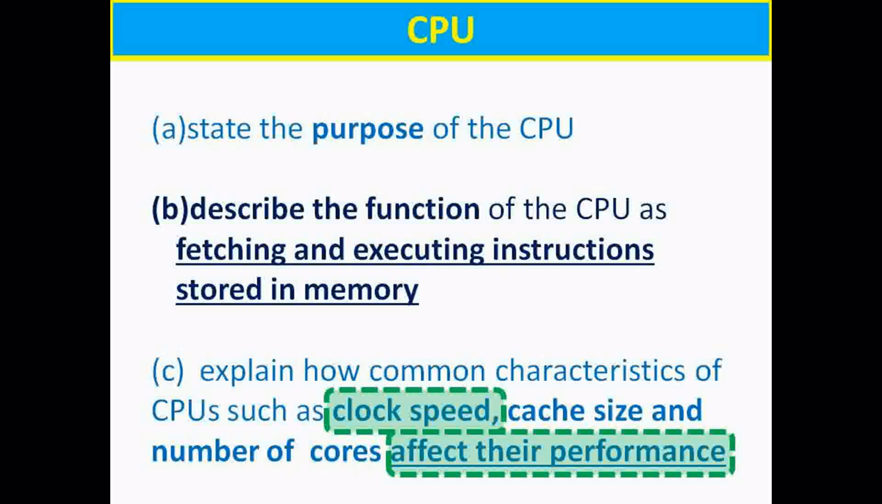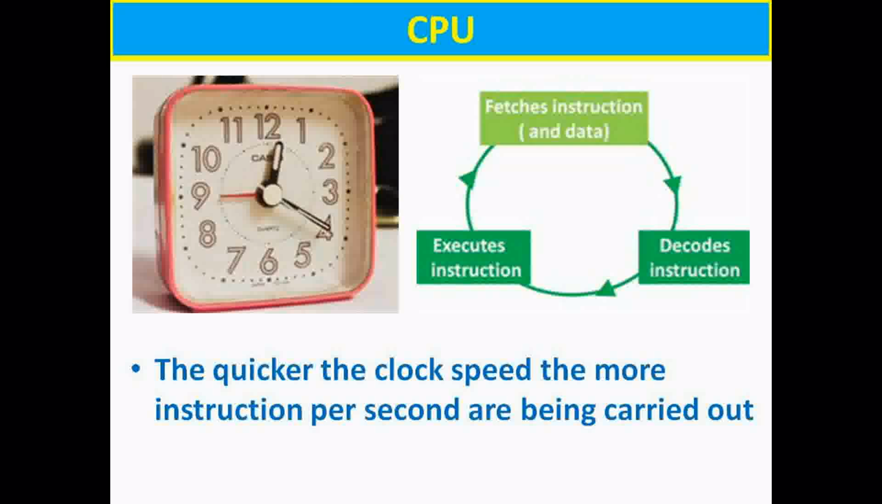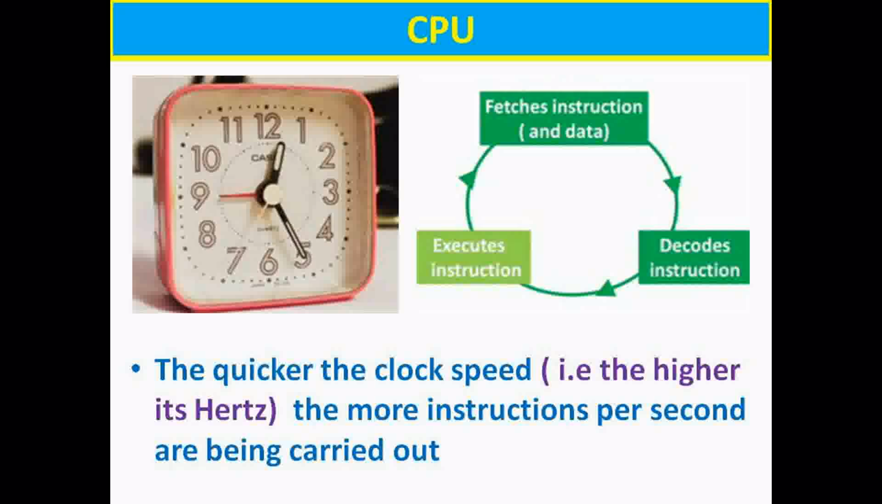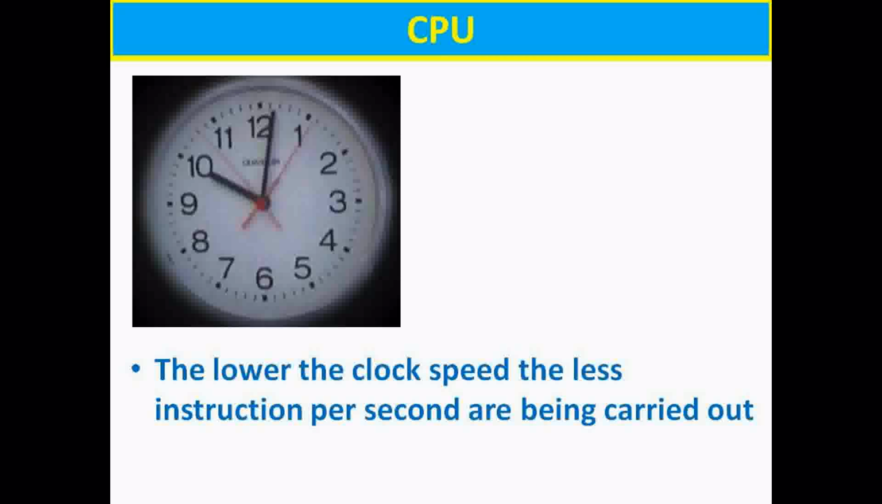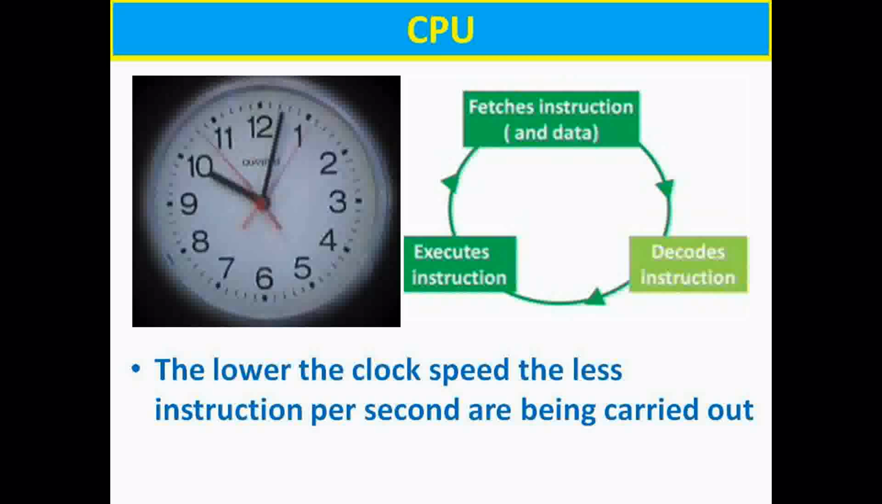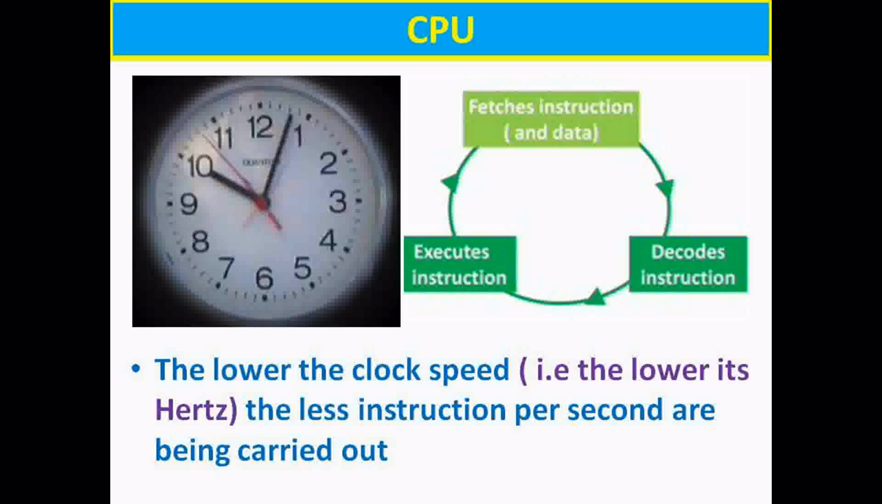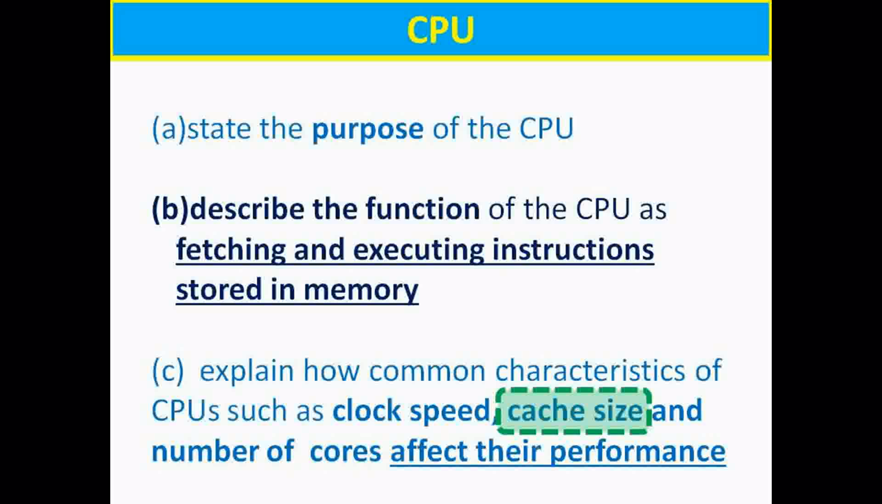So how does the clock speed affect the CPU's performance? Well, the quicker the clock speed, i.e. the higher its hertz, the more instructions per second the CPU is carrying out and the better the performance of the computer. And similarly, the lower the clock speed, i.e. the lower its hertz, the less instructions per second are being carried out by the CPU and the lower the performance of the computer. The next characteristic of CPUs, which can affect their performance, which I'll talk about, will be cache size.